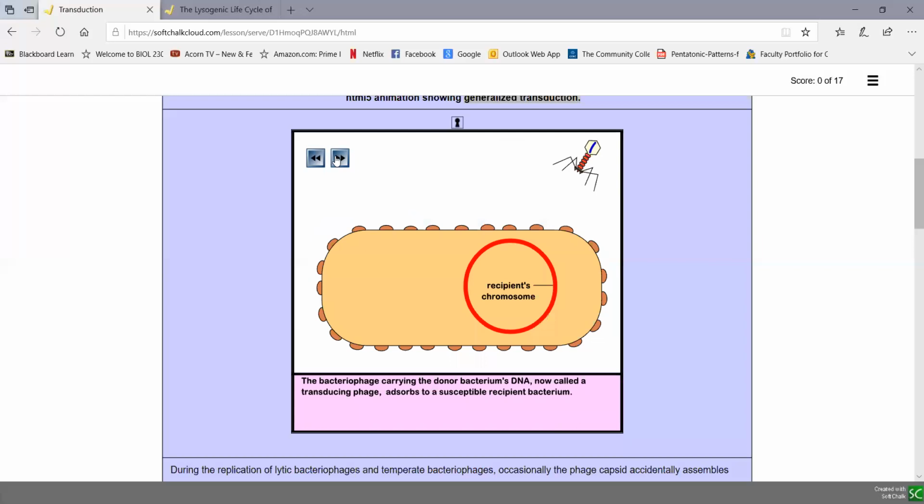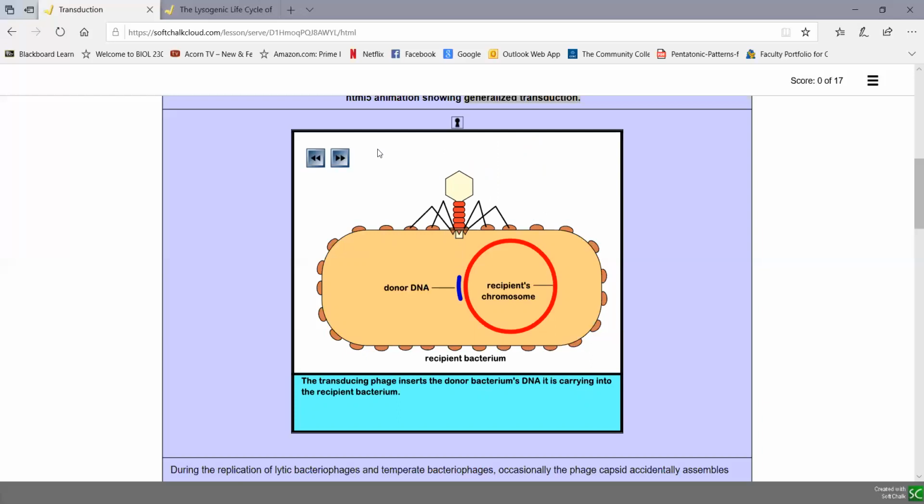So when that virus infects a new recipient bacterium, shown as having a red chromosome, it adsorbs and injects what it contains, but in this case, what it contains is not a viral genome, but a short piece of bacterial DNA. So now that blue piece of bacterial DNA from the donor enters the recipient bacterium.